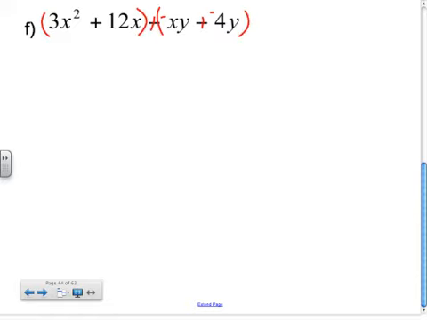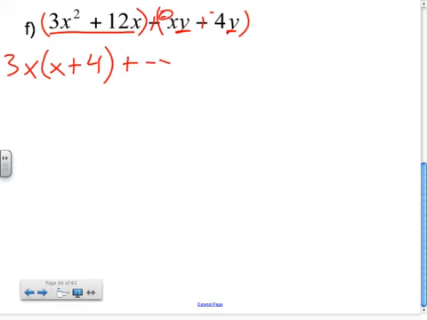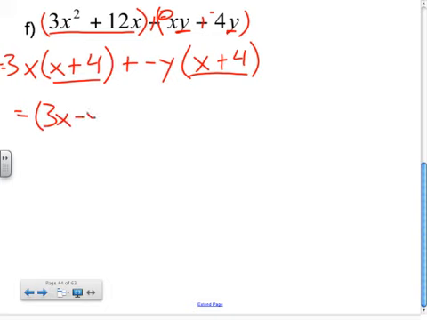All right, and I go through here. I look at these first 2 terms. I can pull a 3x out in front, so I'm left with x plus 4. And if I look at these 2 terms, I have plus. I can pull just the y out in front. As a matter of fact, I'm going to pull a negative y out in front. So I pull a negative y out in front, and I'm left with x plus 4. All right, that's the same as that. Good news. So I can break this down even further. I can do 3x minus y times x plus 4.